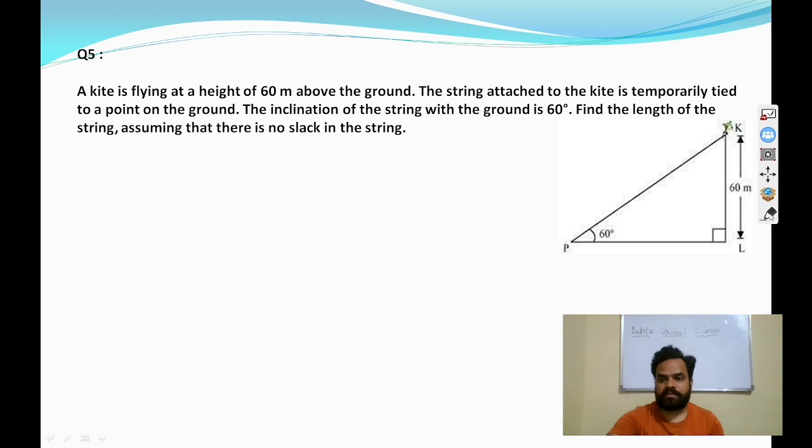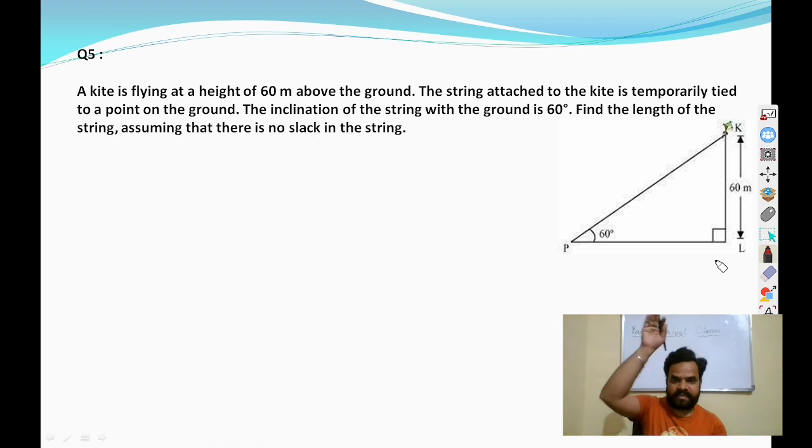So here we go for question number 5. So I will read the question. All of you please do observe here. A kite is flying at a height of 60 meter above the ground. From the ground level, the kite is at a height of 60 meter. The string is attached to the kite is temporarily tied to a point on the ground. So observe the diagram, all of you. If you consider this level as ground level and from the ground, how much height the kite is? The kite is at a height of 60 meter.